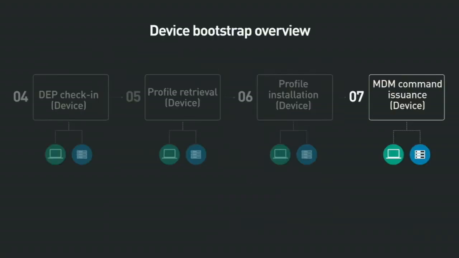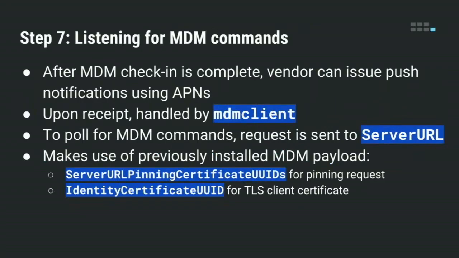And so now we get to the last step. At this stage, the MDM server is ready to send provision devices commands. So after the check-in is complete, that means that the push notification topic is ready and the device is ready to receive notifications. Once a notification is received, MDM client, again, that same process, will be handling the push and will, in response, poll the MDM server using the server URL property of the payload that was passed in.